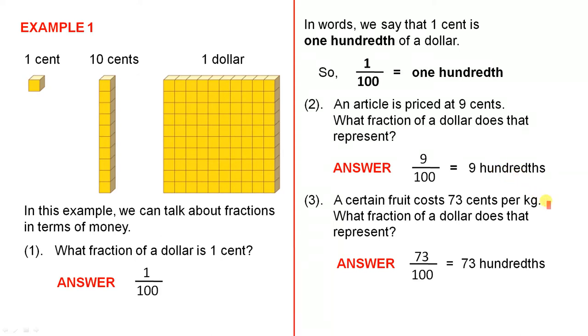Number 3, a certain fruit costs 73 cents per kilogram. What fraction of $1 does that represent? So it's 73 cents per kilogram. Okay, now what fraction of $1 is this? Well, there are 100 cents in the dollar, so it's 73 over 100, so it's 73 hundredths.